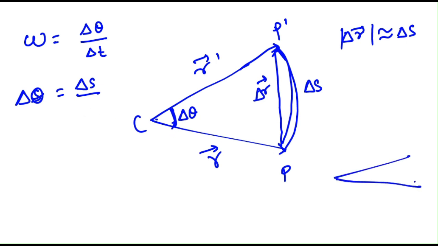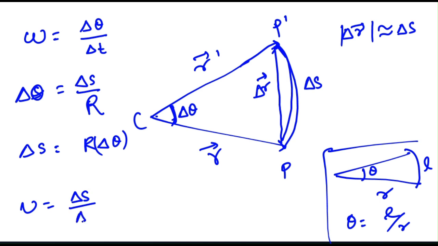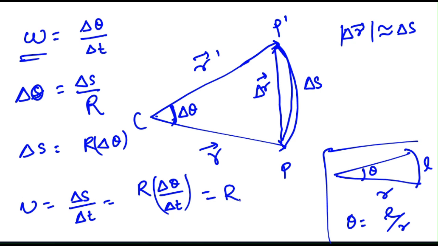As we know, for a small angle, if this is L, this is R, and this is theta, this theta will be L by R. So the same thing we are taking here: delta S divided by this R. Now delta S will be R into delta theta. So we can write V equals delta S divided by delta T, and this we can write R into delta theta by delta T. But delta theta by delta T is nothing but angular speed. So we can write this linear speed is related to angular speed as follows. We are just taking magnitudes only.